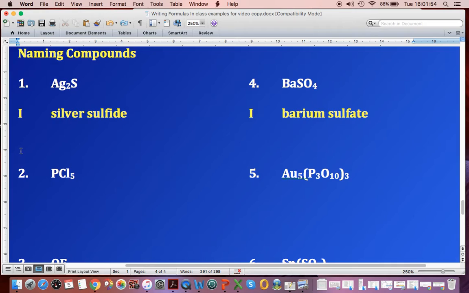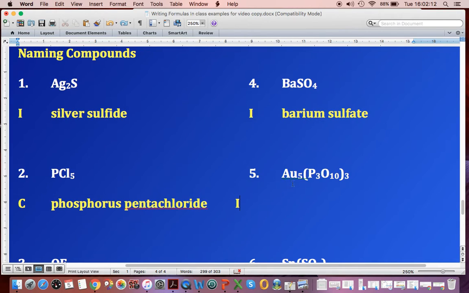Come on. So door number 2, we see phosphorus at the front end. C for covalent. Phosphorus pentachloride. I could have said monophosphorus pentachloride, but why put in the mono when I don't have to? Next beast.